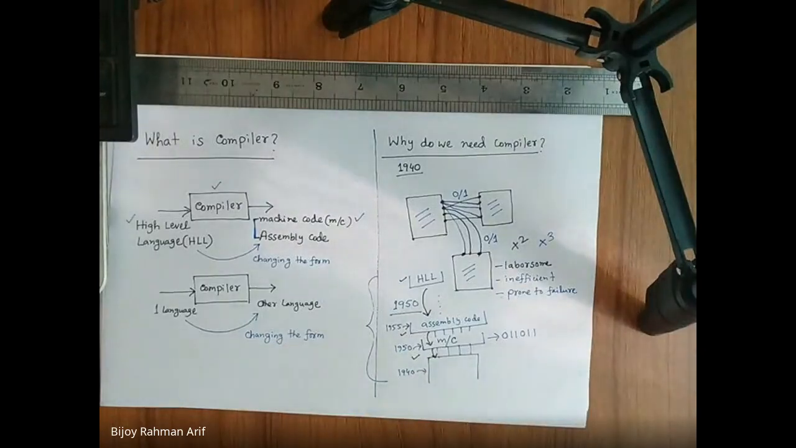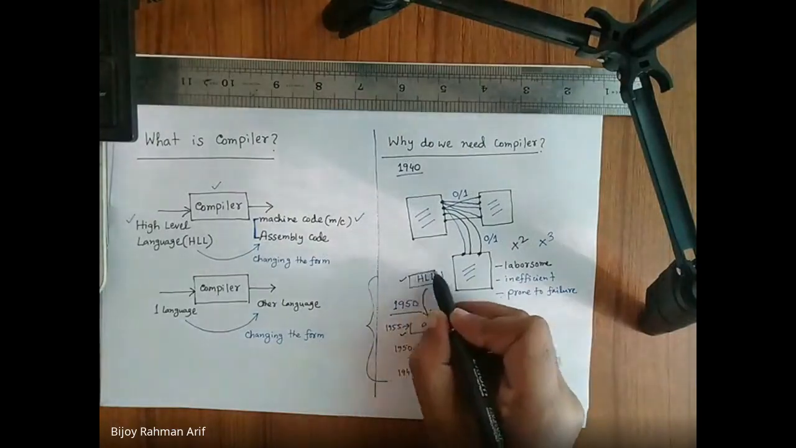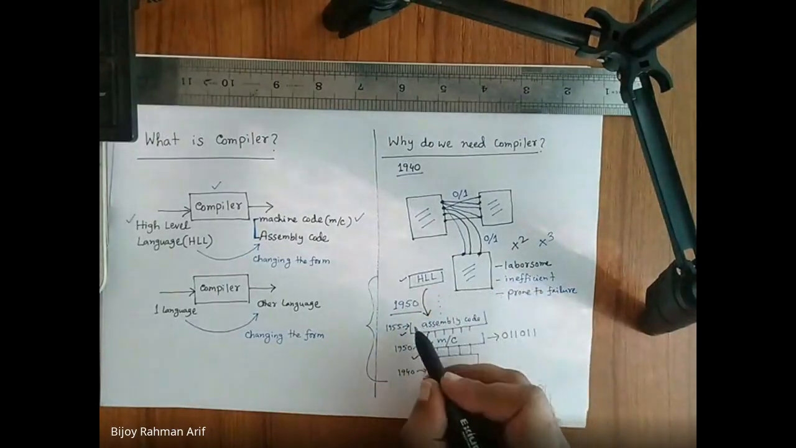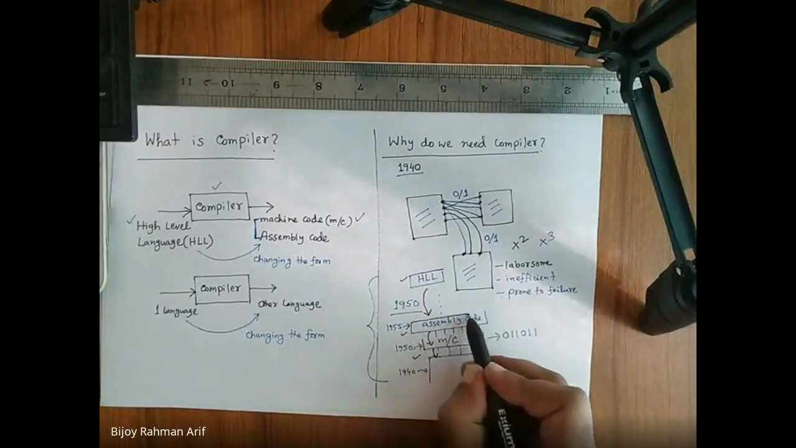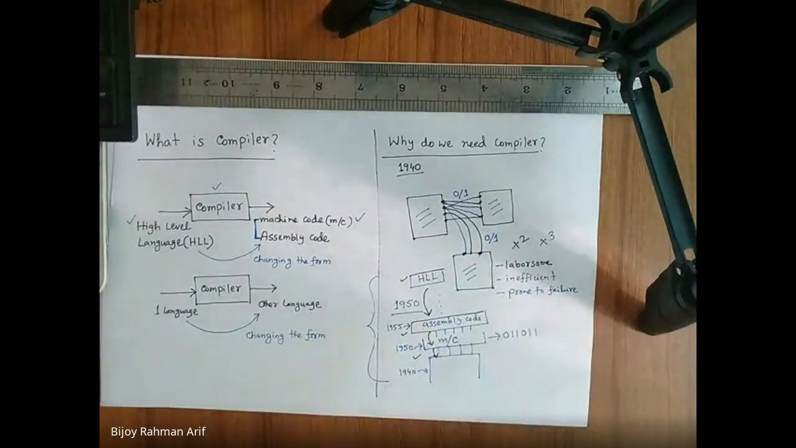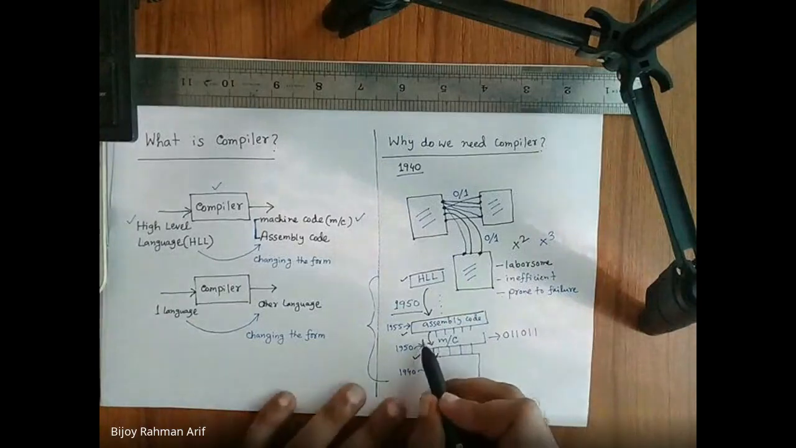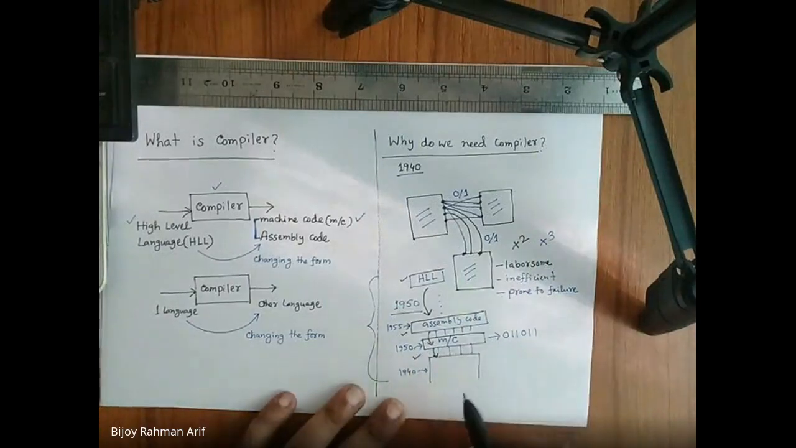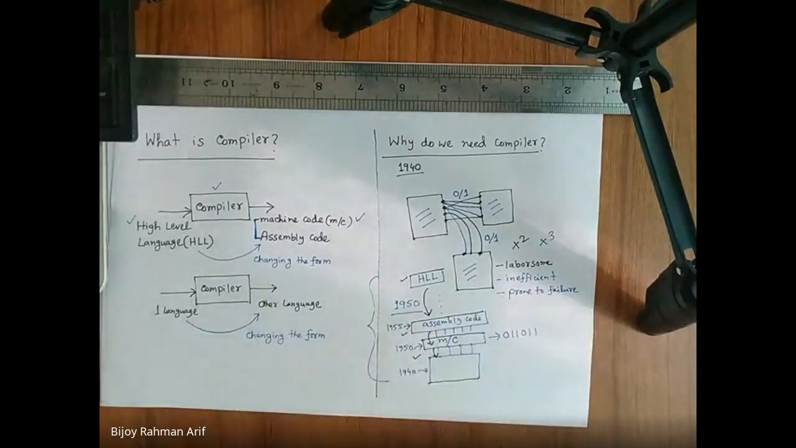But in this course, we are trying to work with only this stage, from high-level language to assembly code. Actually, not the whole procedure, just some important part of it. So that's the brief history of compiler.